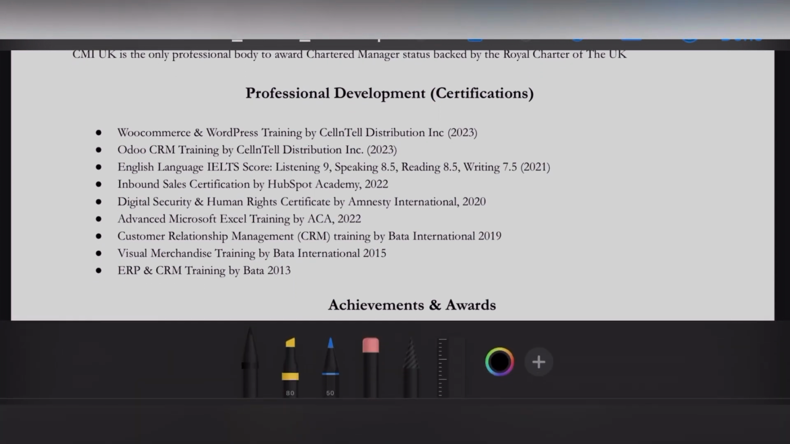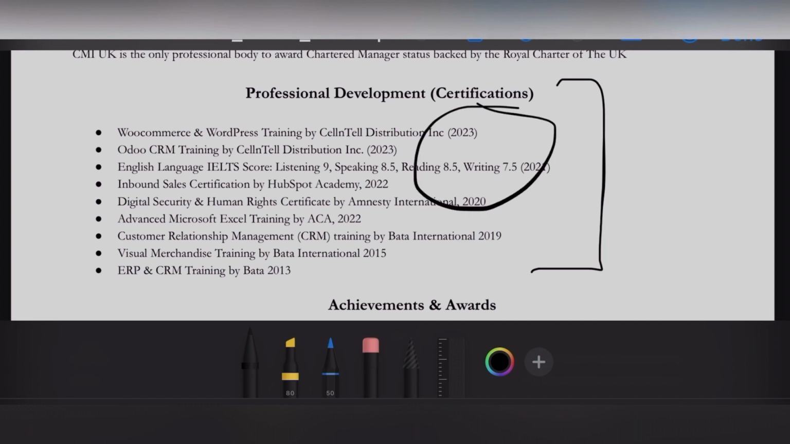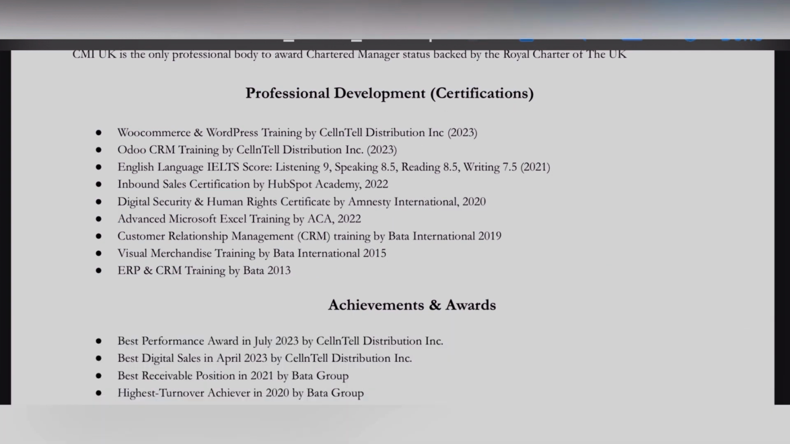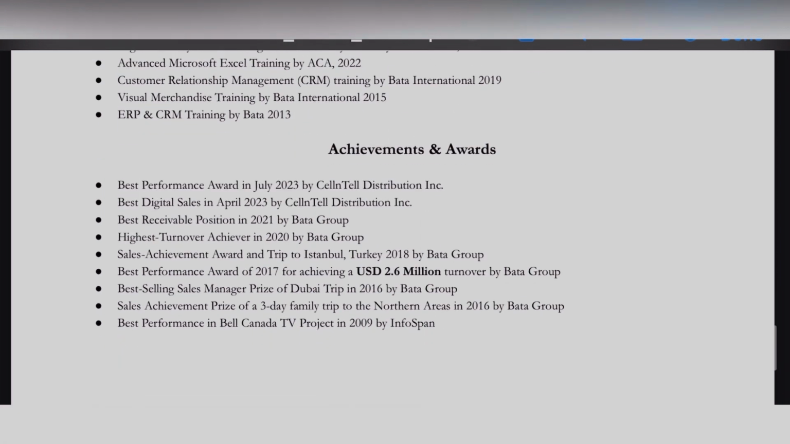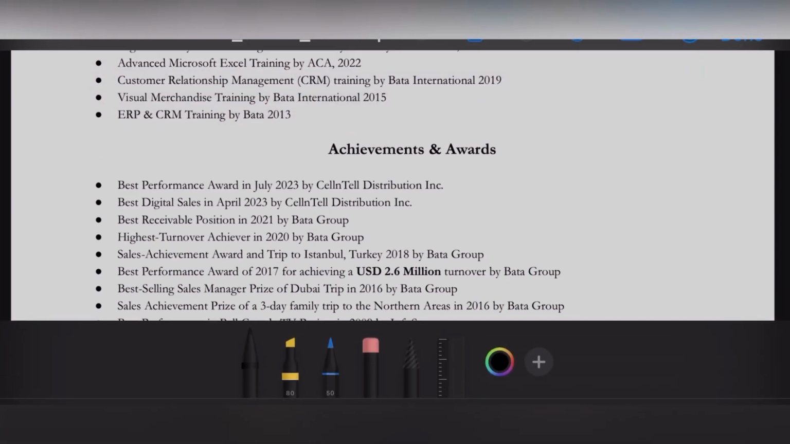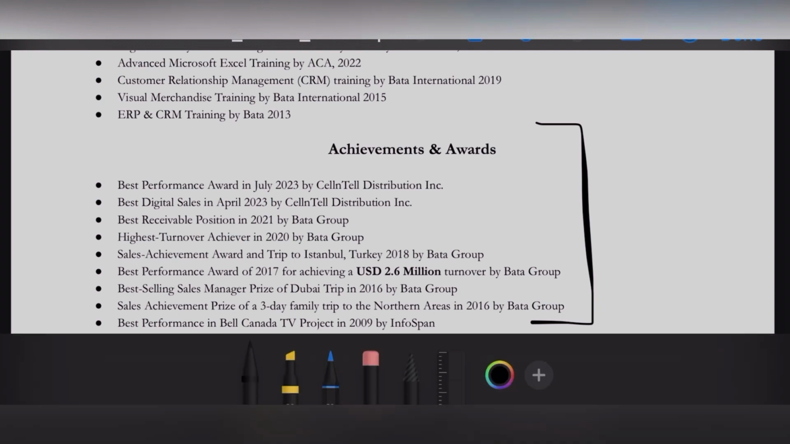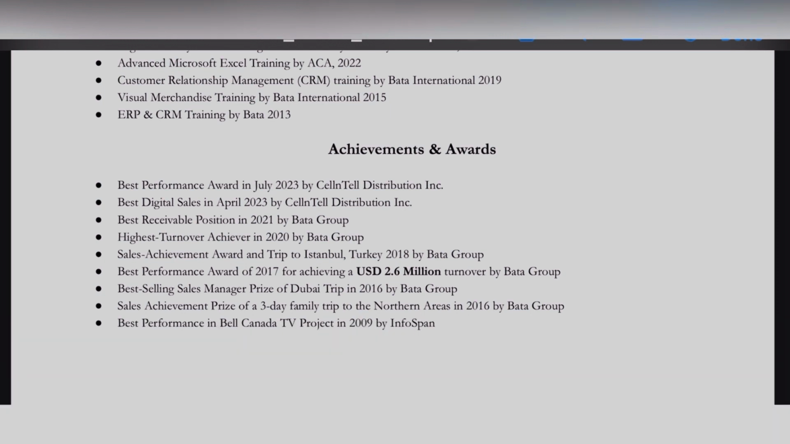Then these are my professional developments, the certifications. Make sure there are more in the recent years than in the older years. Okay, because it shows that you are on a path of professional and personal development. All right. Then there is a section for achievement and awards, right? So these are all the different awards that I received. So I included them in my resume. So this is where the resume ends.